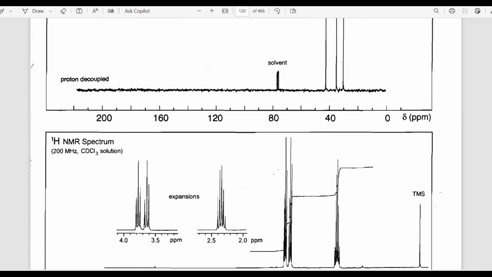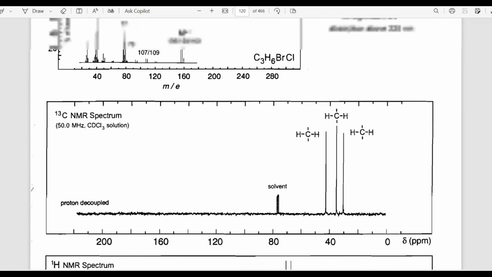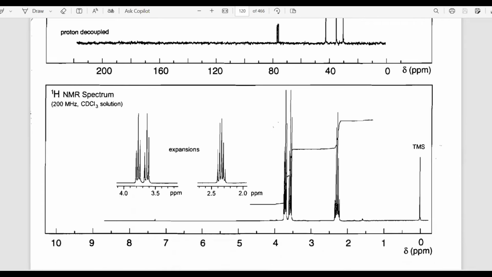The same information will be provided by the NMR spectrum of this compound. First of all, let me write the molecular formula again. The molecular formula is C3H6BrCl. This is a 2 proton signal. This is also a 2 proton signal, and this is also a 2 proton signal. The integration is the same. This area and this area are the same.